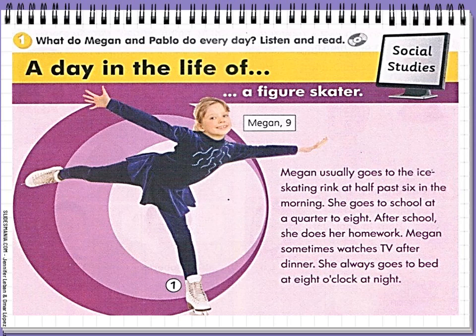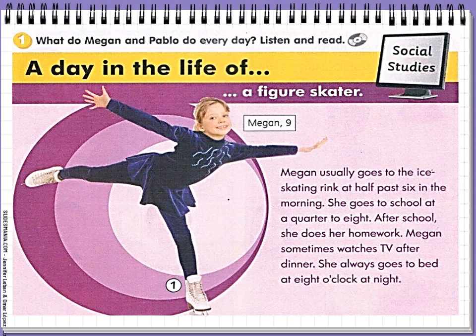Megan, 9. Megan usually goes to the ice skating rink at 6:30 in the morning. She goes to school at 7:45. After school, she does her homework. Megan sometimes watches TV after dinner. She always goes to bed at 8 o'clock at night.